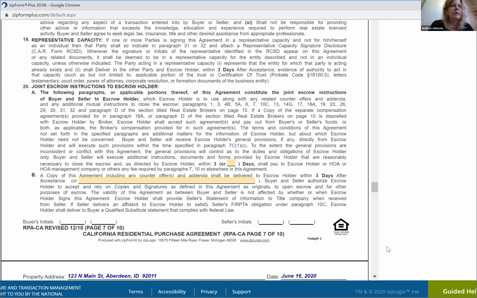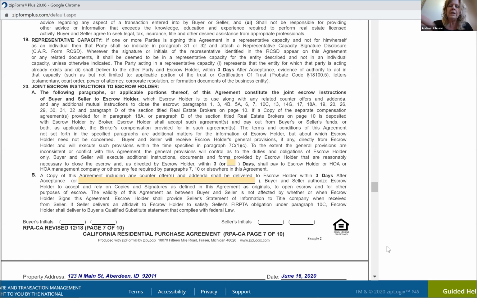So anyway, just had this come up also yesterday, where there was a misunderstanding on the part of the agent, thinking that because the trust was the seller, the people who signed the RCSD, the actual owners of the trust or the trustees of the trust, were supposed to sign instead of their own personal signatures. They were supposed to sign the name of the trust. Instead of me signing Andrea Johnson, I would be signing Andrea Johnson Trust, or whatever the name of my trust is, Andrea Johnson Family Trust.